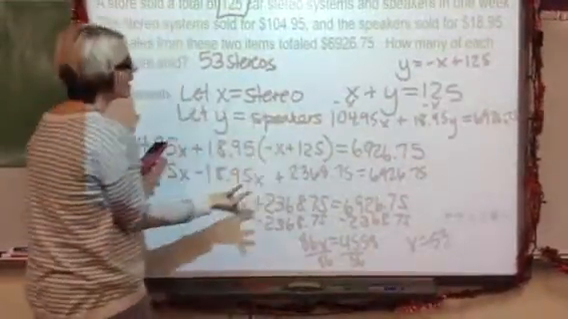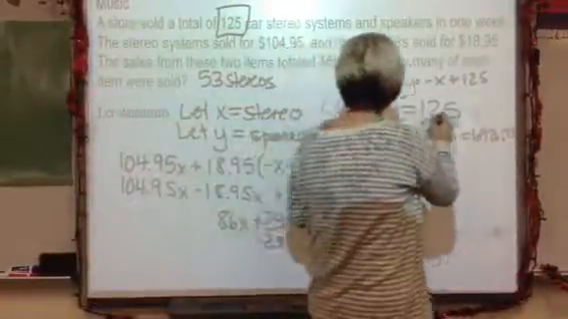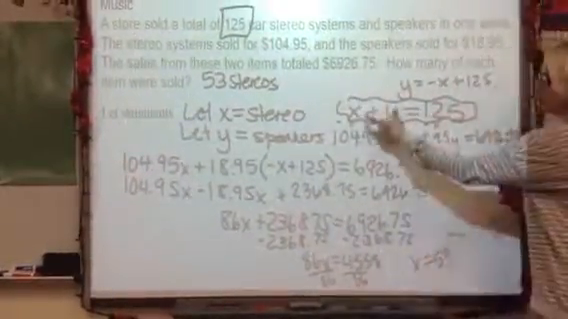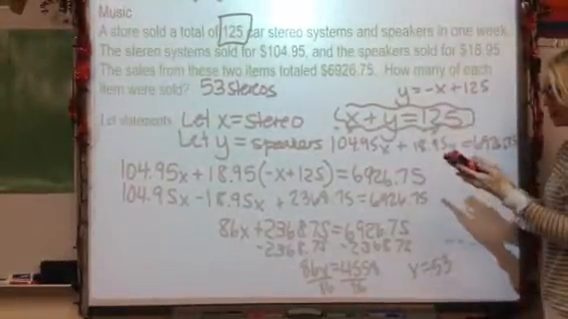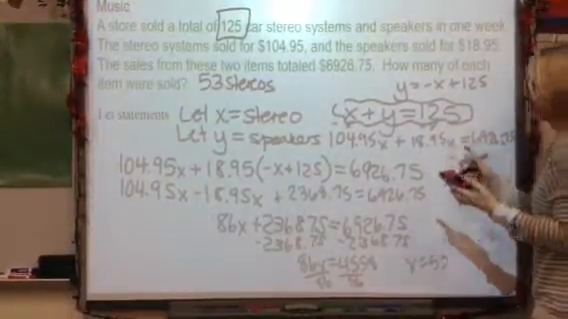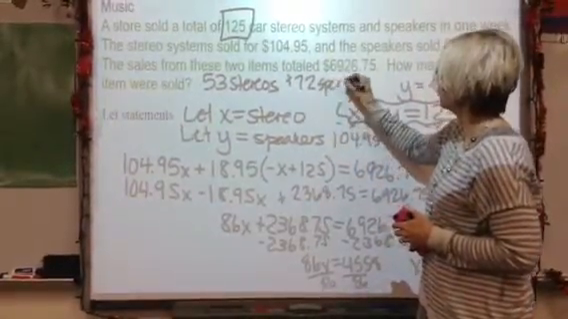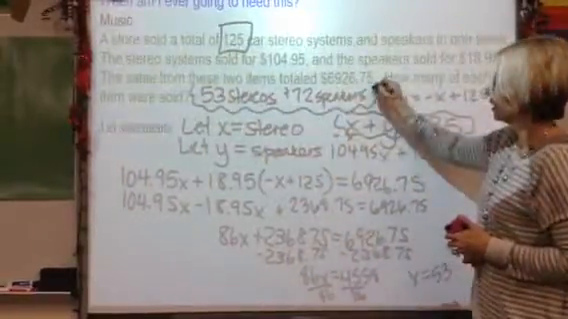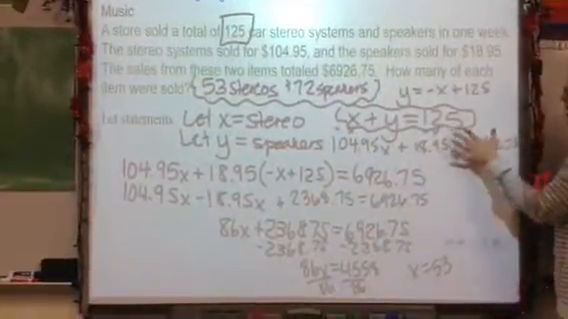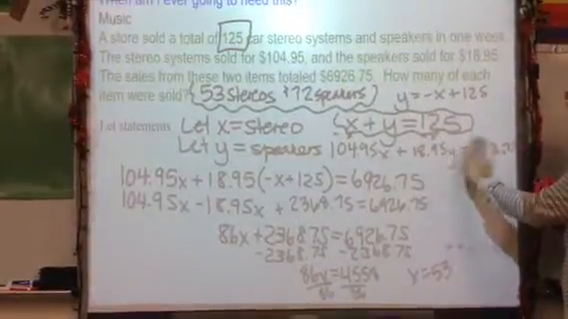And then how do I find the number of speakers? Well, we go back to this equation here. And I know that I have a total of 125 objects. So I'm just going to subtract 125 minus that 53. And then I know it's 72 speakers. So you can solve a real world problem using substitution. I'm going to give you a little bit of an easier example to work in your notes. And then if you have any questions, let me know.